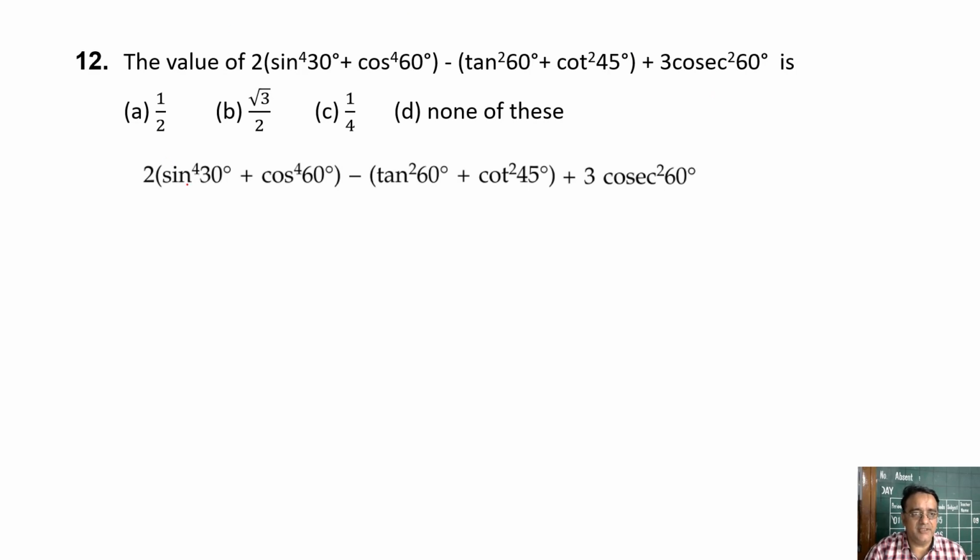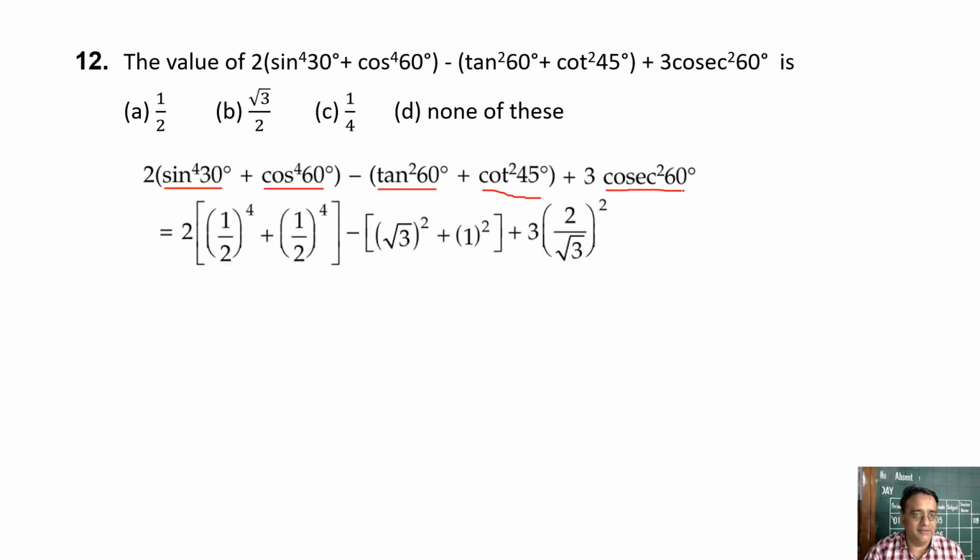So let us start with sin 30. What is sin 30? 1/2. Cos 60? 1/2. Very good. Tan 60? √3. Or cot 45 degree? 1. Very good. Cosec 60 degree? 2 by √3. Very good. 2/√3. So we'll substitute all the values.